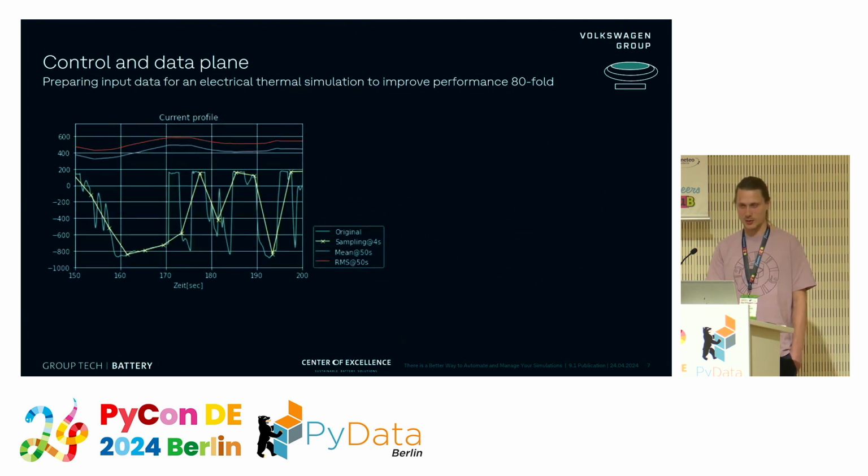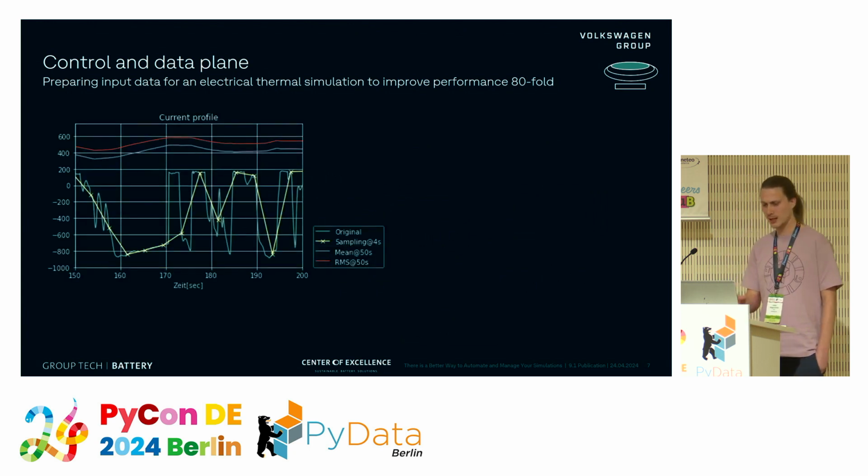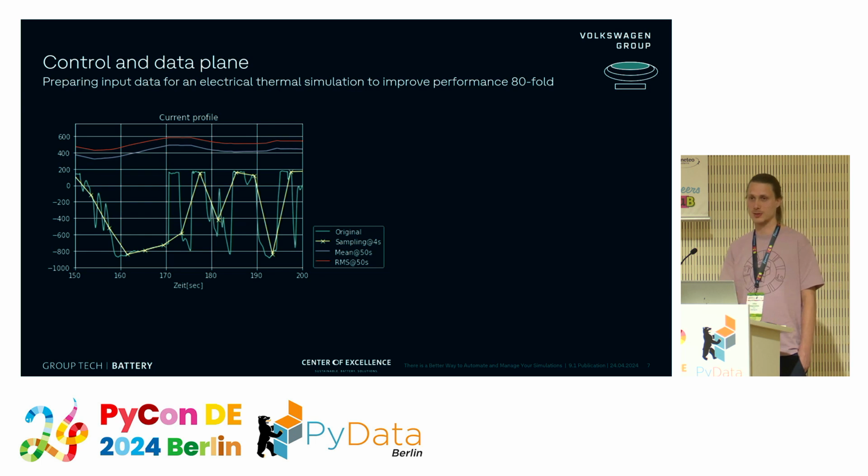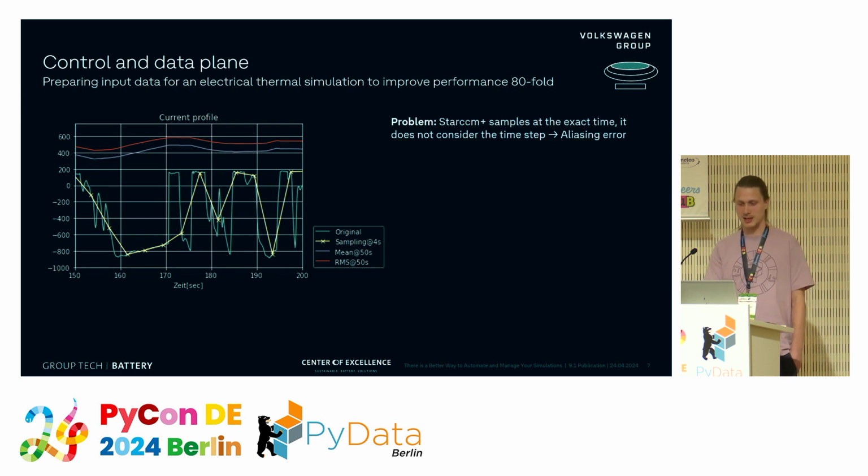So we want to simulate a current profile. Here's the current profile in green, and you can see all the spikes and so on. Now we want to simulate this, and we simulate this at a time interval of 4 seconds. So every 4 seconds, we run all the physical time step simulations, which is totally enough. But when StarCCM samples from this electrical current, we see here in the yellow line that there is an aliasing error. So all those spikes are missed by the software.